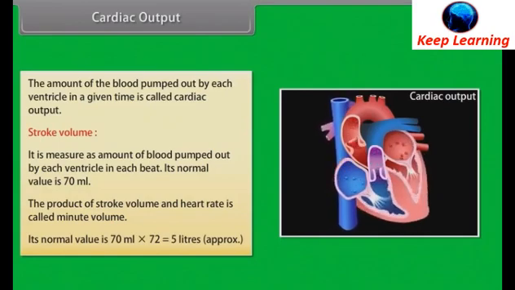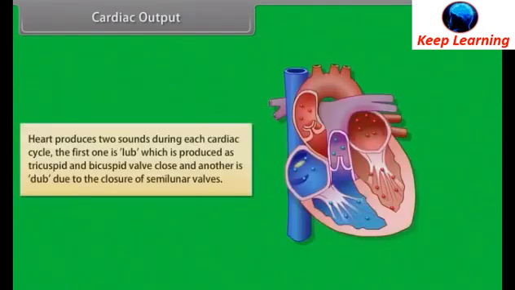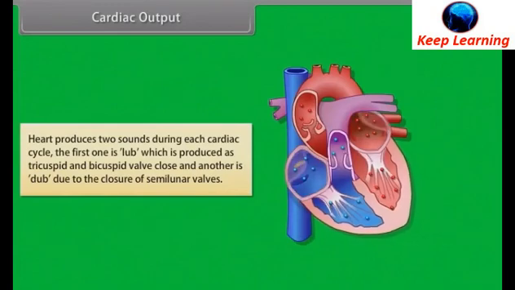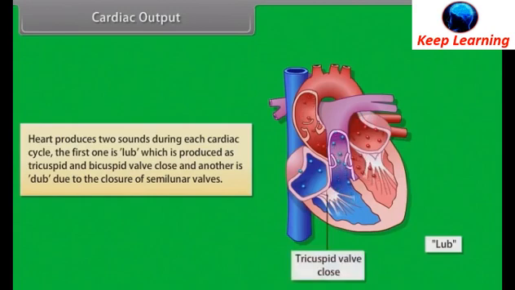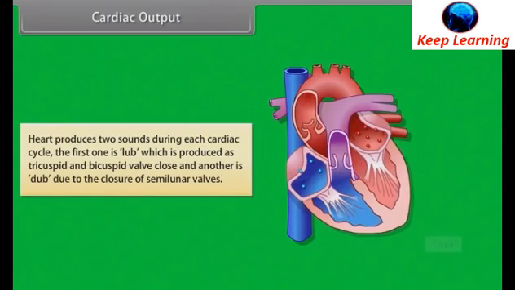Heart produces two sounds during each cardiac cycle. The first one is lub, which is produced as tricuspid and bicuspid valves close, and another is dub, due to the closure of semilunar valves.